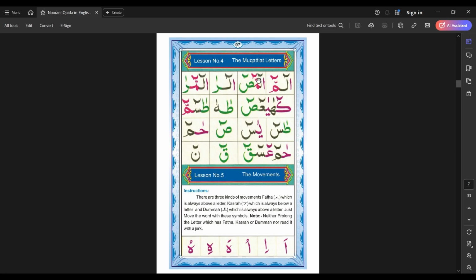Alif Lam Mim Sad. Alif Lam Ra. Ra doesn't have a mud on top of it, just a simple movement known as the khara or standing fatha. Alif Lam Mim Ra.